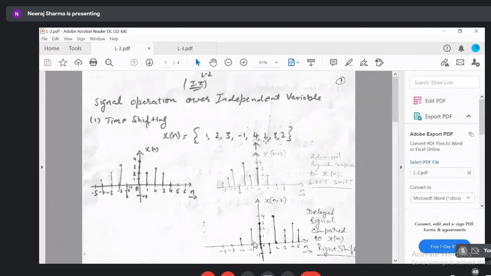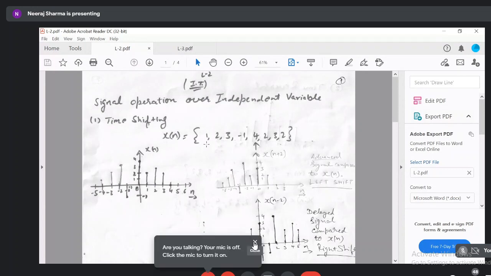So here the value of n will be equal to 1, n equal to 2, n equal to 3. x of 1 has a value equal to 2, x of 2 has a value equal to 3, x of 4 has a magnitude equal to 2. Similarly, x of minus 1 has a magnitude equal to minus 1, x of 2 has an amplitude value equal to 3, x of 3 has an amplitude value equal to 2, x of minus 4 has a value equal to plus 1.